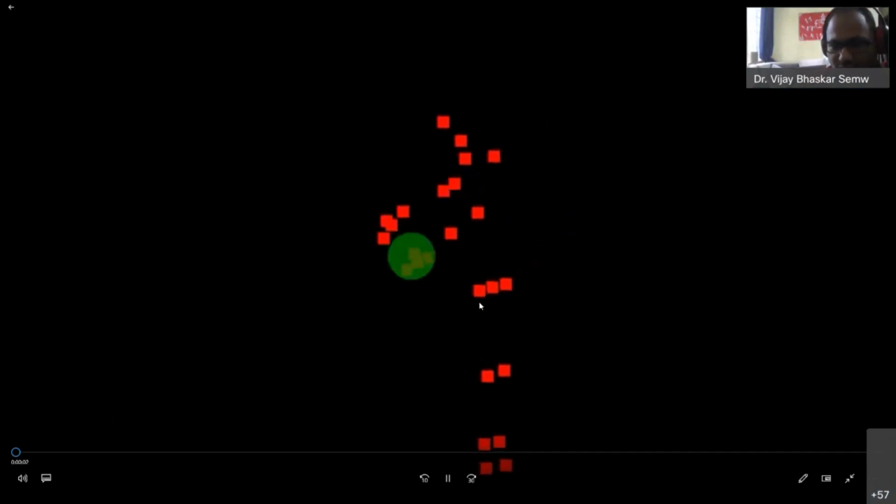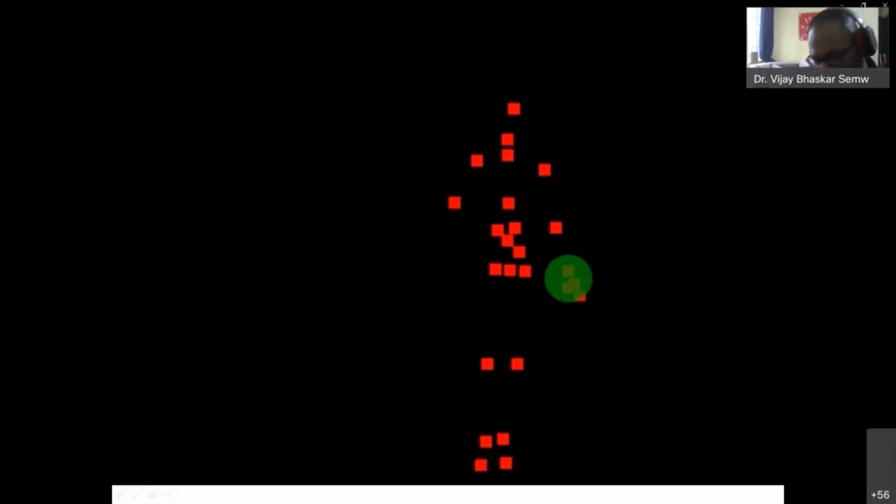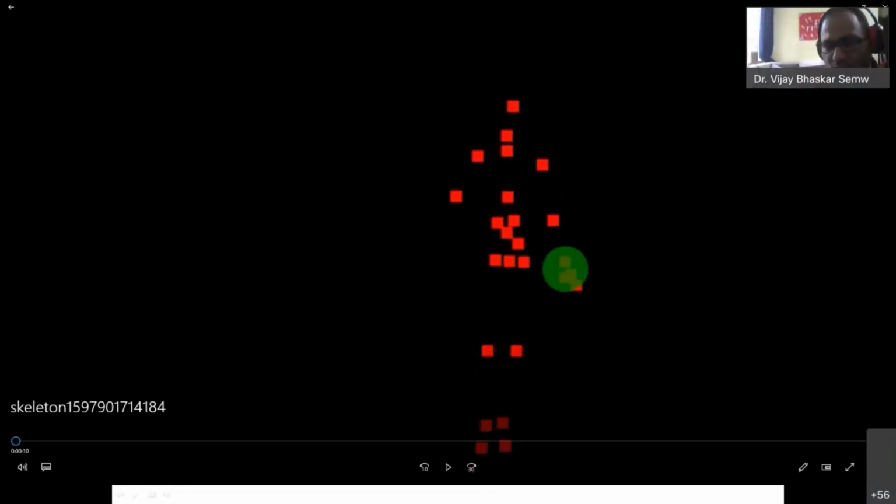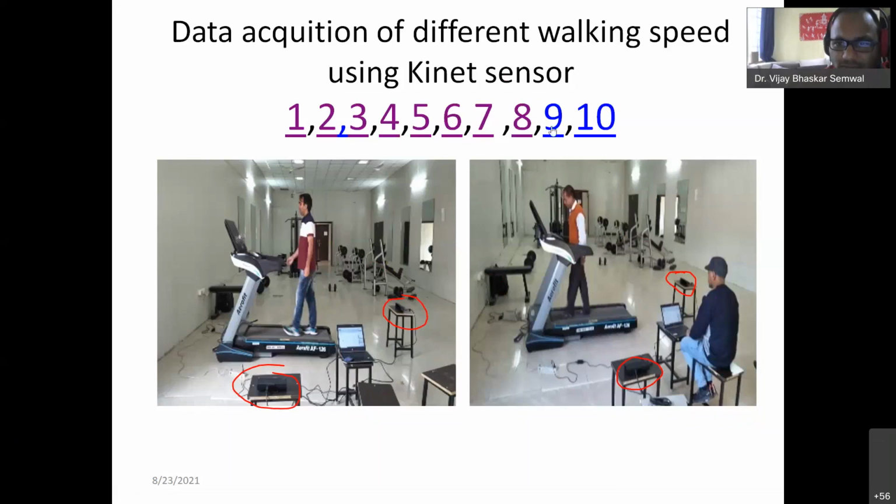This is like jogging. The person is moving here and there. All body portion joints are traced, and according to this data, you will find the value according to each body joint. Okay, how we are getting these values, I will show.